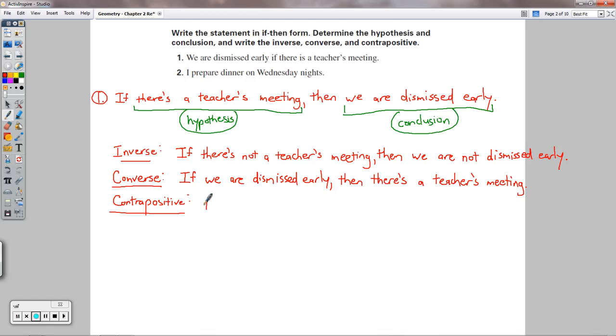This one's already switched around, so if we are not dismissed early, then there's not a teacher's meeting. And again, I can spell, I promise. Here we go. Teacher's meeting. There we go. So that's number one. Not hard, but it just took a while because we have to write out the whole sentences.